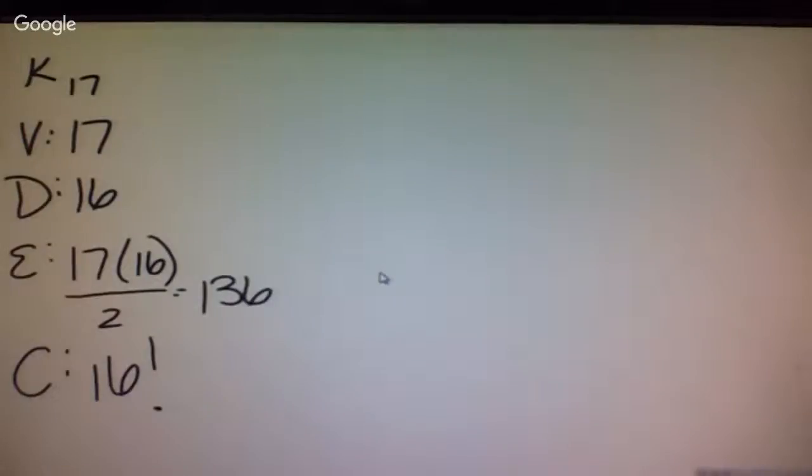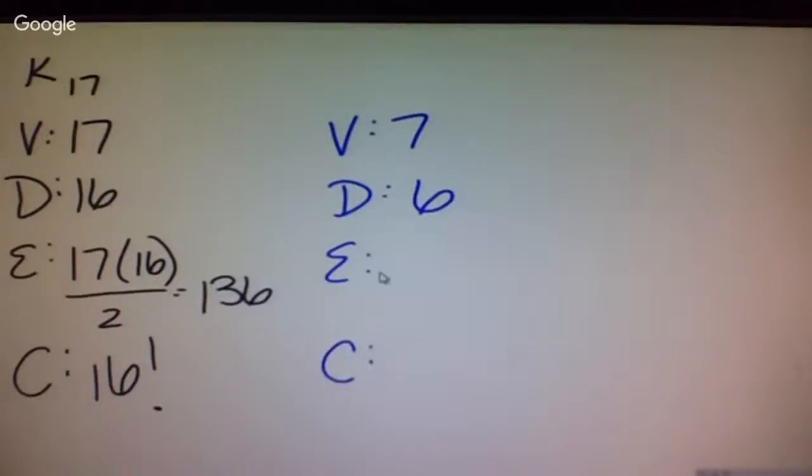Okay, let's start. Your degree is 6. So you have to find everything else with degree of 6. If I have a degree of 6, that means my vertices are 7. So 7 times 6 divided by 2 is 21.